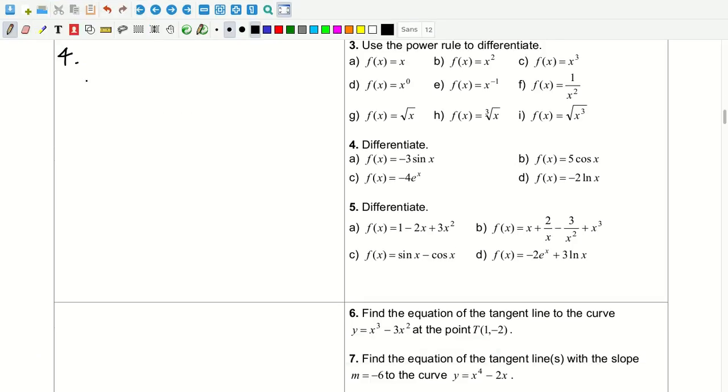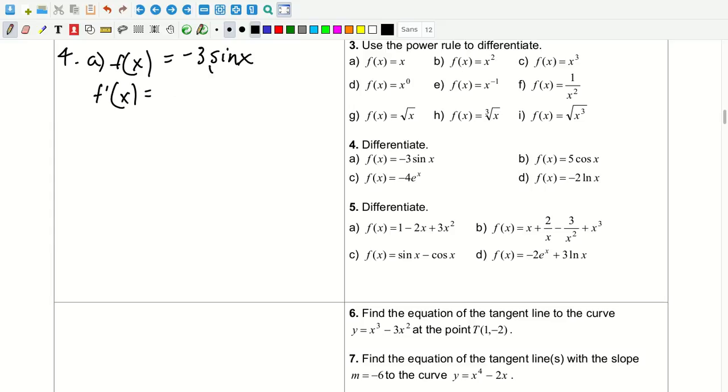We're going to start with some differentiation today, and it's going to be a general differentiation. We're going to do f of x equals negative 3 sine x. This is a mixture of different functions, and I'm going to be going through it with you as I do it. Now, we have to find the derivative of negative 3 sine x. Very easy.